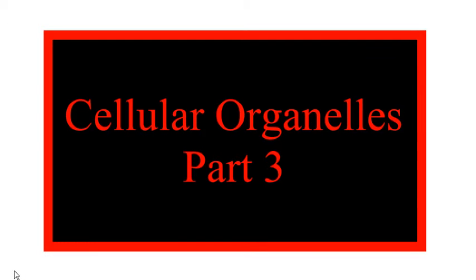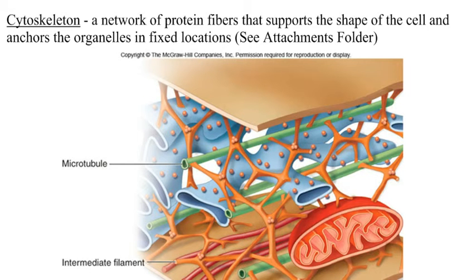All right, this has been a long chapter, but this is the last part, thank goodness. Cellular organelles, part 3. The cell itself, cells can have all kinds of different shapes. So we've talked about this before. Sometimes cells, it's beneficial for them to be highly folded.